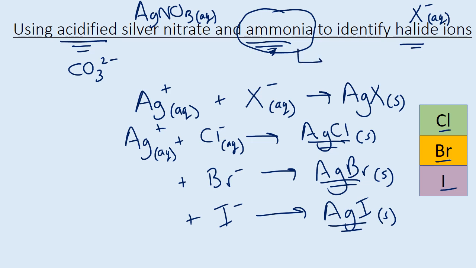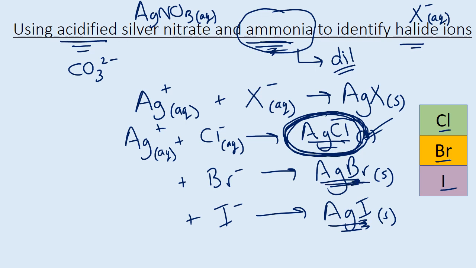We use dilute ammonia. So first of all, you would add dilute ammonia. Silver chloride will dissolve in dilute ammonia. So if you add dilute ammonia and the precipitate disappears, that means it was silver chloride. If you add dilute ammonia and it doesn't dissolve, that means it was either cream or yellow, bromide or iodide. So if it dissolves in dilute ammonia, it was chloride. If it doesn't dissolve in dilute ammonia, that means it's silver bromide or silver iodide.